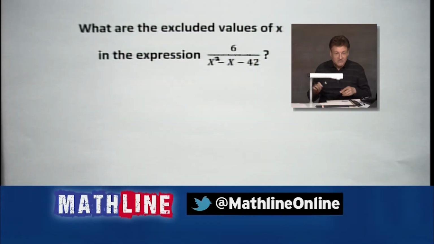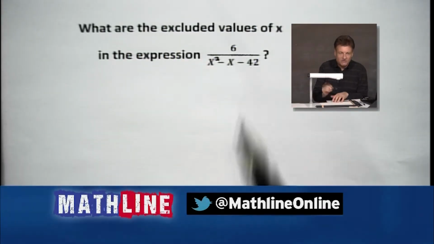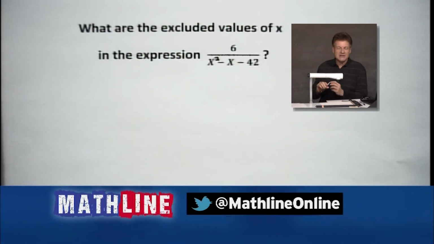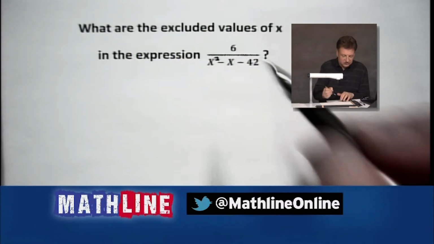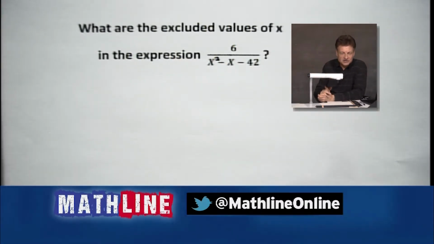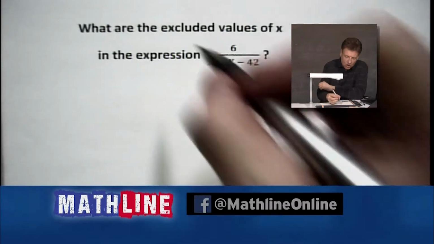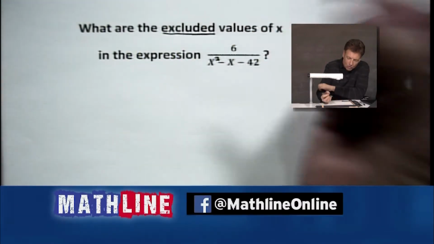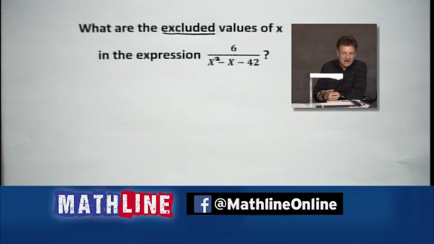So when we're looking for the excluded values of x, we are looking for values that will force a 0 to happen in the denominator. The 6 really doesn't do anything for us at all. It's just kind of up there going along for the ride. We are worried about what happens when this denominator rides out to be 0.